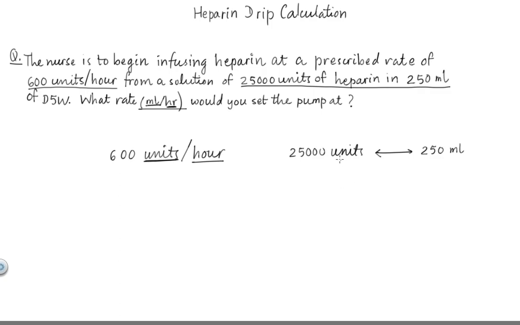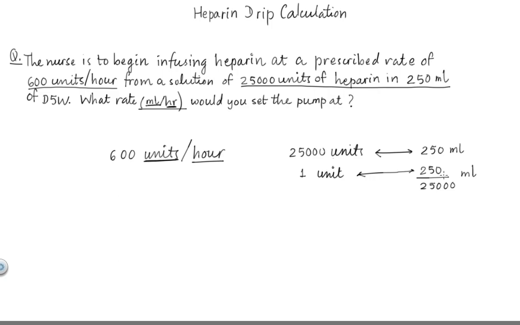Now remember, we want to convert units into milliliter. That's clear from the question. So what do we do? If 25,000 units comes in 250 milliliter, 1 unit of heparin would come in how many milliliter? 250 over 25,000 milliliter.